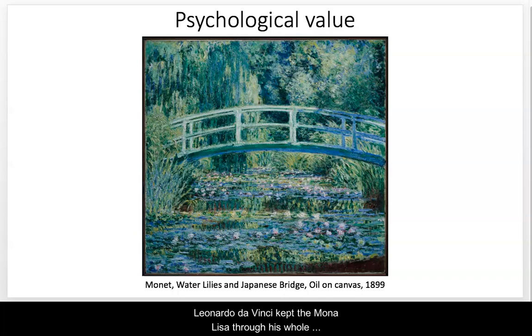Leonardo da Vinci kept the Mona Lisa through his whole life. He didn't give it to the patron. There's examples of this also with the suffragettes, who are people who wanted women's right to vote, who slashed Velázquez's Rokeby Venus because they saw it as a sexist portrayal of women. So the psychological value offended them.